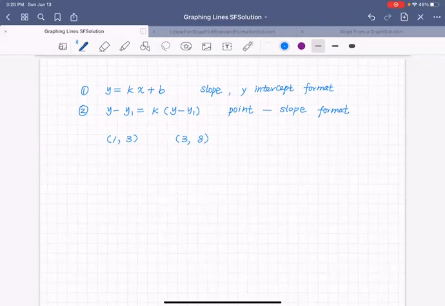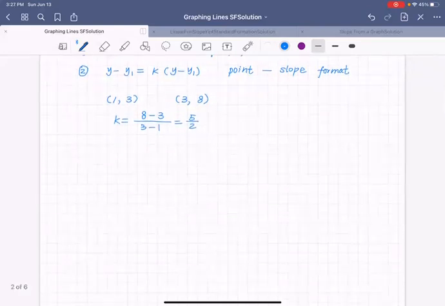Let's go ahead. With these 2 points, let's calculate the slope. How much is the slope? Give it a try. The slope is 5/2. Very good. So the slope equals 8 minus 3 over 3 minus 1, which is 5/2.